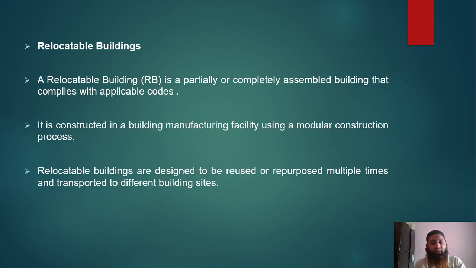Relocatable buildings are also there. A relocatable building is a partially or completely assembled building that complies with applicable code. Sometimes partial units are taken and assembled there, and sometimes whole units are assembled on site itself, with the needed codes applied. It is constructed in the building manufacturing facility using a modular construction process, and the required processes and conditions are achieved here. So these are relocatable buildings.